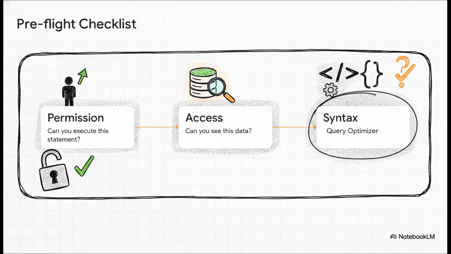First up, a permission check. Do you even have the rights to execute this statement? Next, an access check. Do you actually have permission to see the specific data you're asking for? And finally, a syntax check. Is your statement valid SQL? If you manage to pass these three tests, your request goes straight to the query optimizer. Its whole job is to build the most efficient execution plan so you don't accidentally take down the server by reading a billion rows the wrong way.